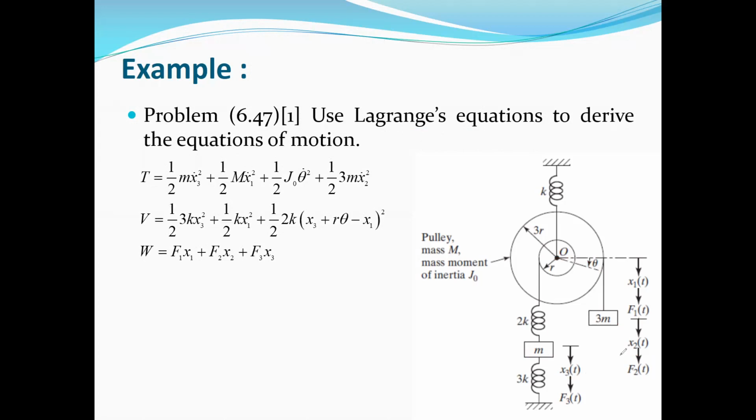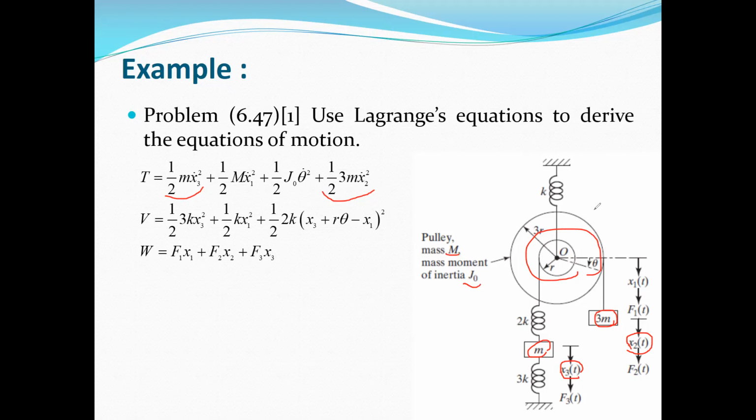Here we have one mass 3m. The velocity of this mass, according to the degree of freedom x2, is x2 dot. So the kinetic energy for this mass is half times 3m times x2 dot squared. We have another mass m here with degree of freedom x3, so it will have a velocity of x3 dot. So the kinetic energy is half times m times x3 dot squared, which is this term. And finally, we have this pulley with mass uppercase M and mass moment of inertia J naught. This pulley is a rigid body.